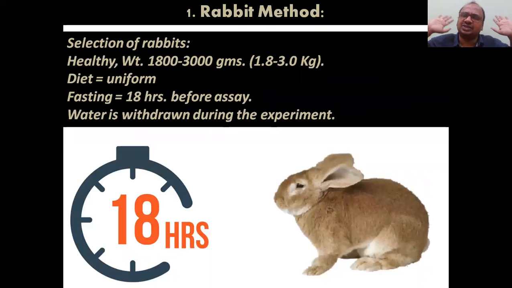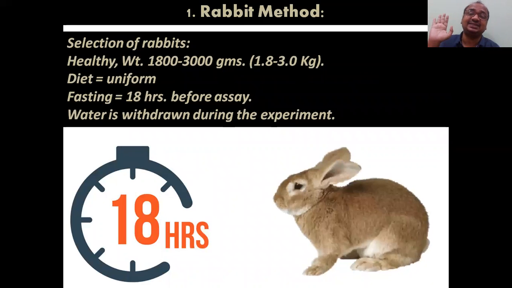Preparation and dilutions are also over. Now you come to the rabbit method. In the rabbit method, we are measuring the hypoglycemic effect of the insulin. Selection of the rabbits: you should have healthy rabbits, don't take diseased rabbits. Healthy rabbits will have normal sugar. If you are giving insulin, the sugar value will be lessened by the insulin.